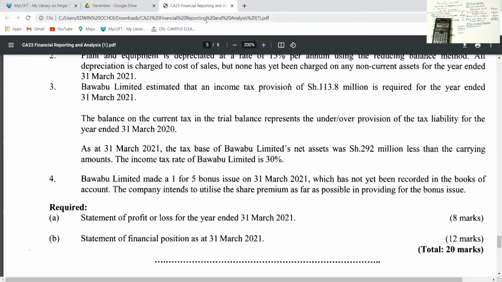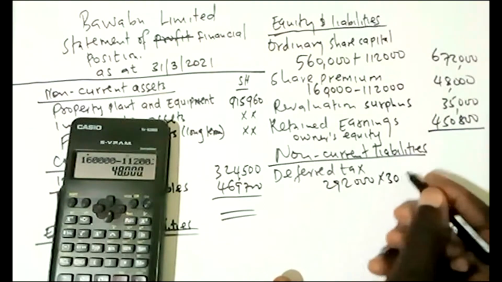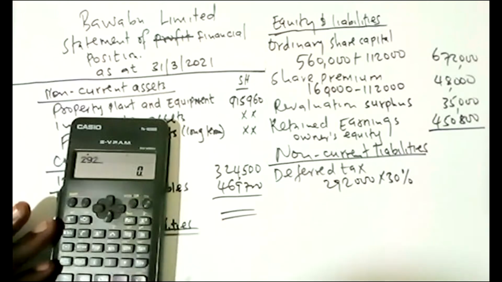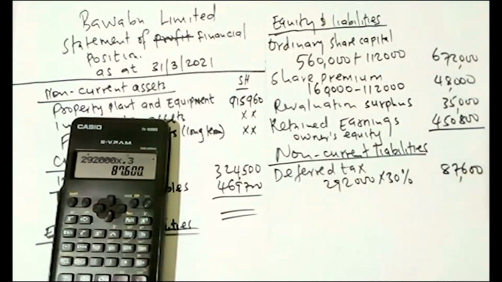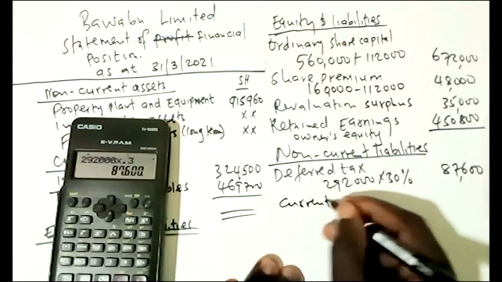So we take 292 times the 30%. That is the deferred tax by the end of the year. So that is 87,600. Then finally, we have the current liabilities.